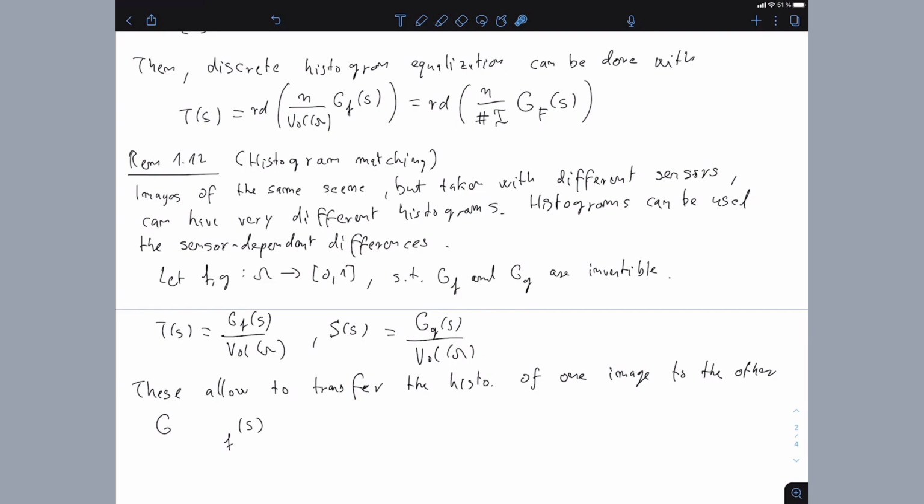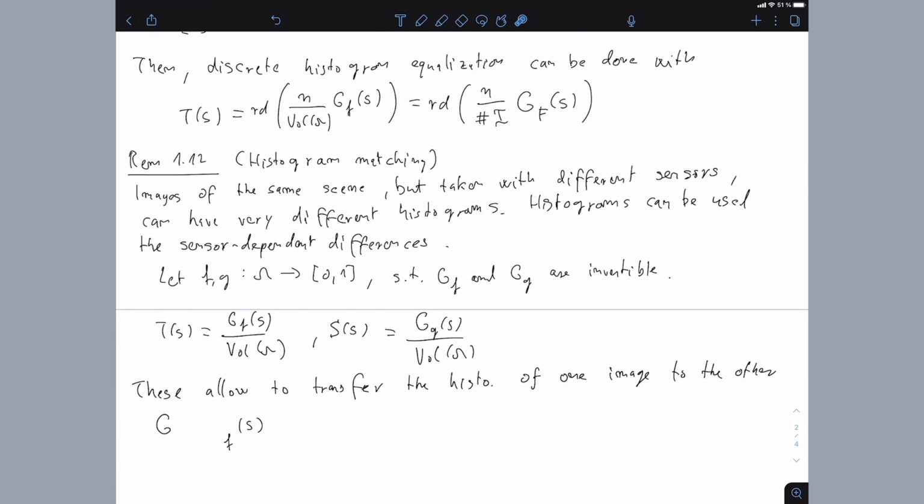Keeping in mind that this takes f and makes it uniformly distributed, and this takes g and makes g uniformly distributed. So we have to set it like in the middle. But from the middle, we just want to move from one histogram to the other. Does anybody have an idea what we could do?